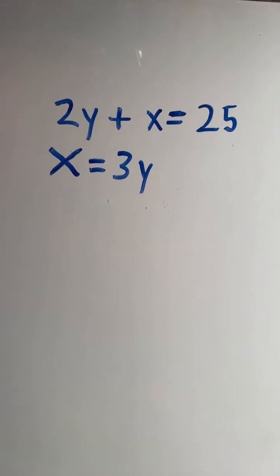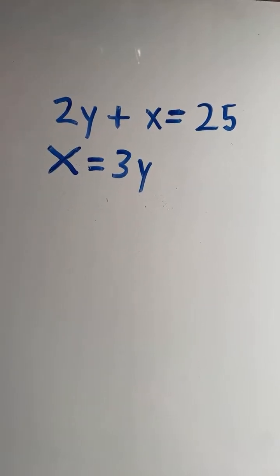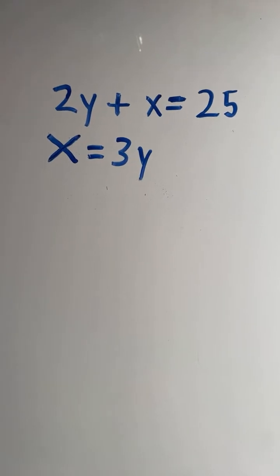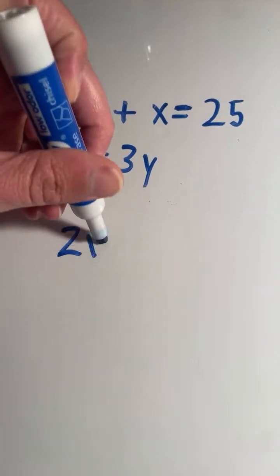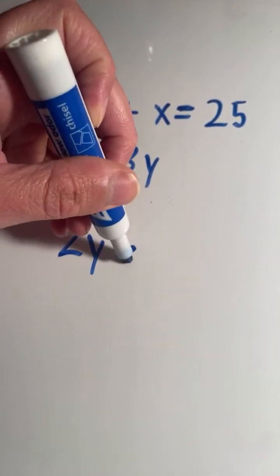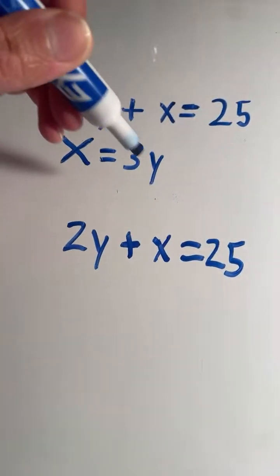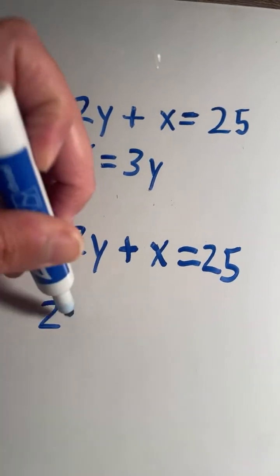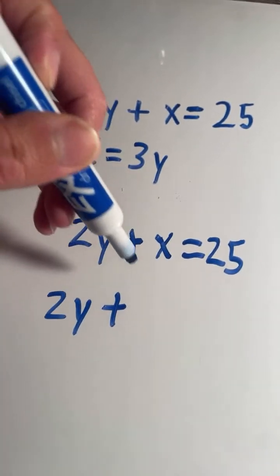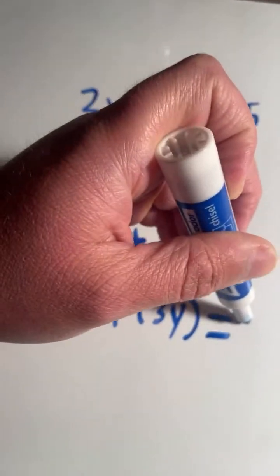So we do not know the values of y or the values of x. We don't know the numerical values of either variable, but we do know that x equals 3y. So our first step is we're going to use substitution. So we're going to try this first problem here, 2y plus x equals 25. And we are going to substitute x for 3y since x equals 3y. So we have 2y plus 3y equals 25.